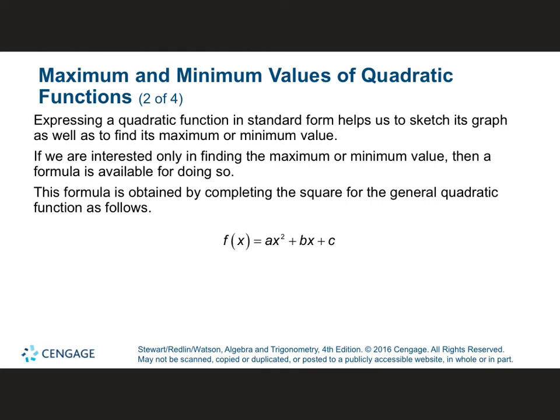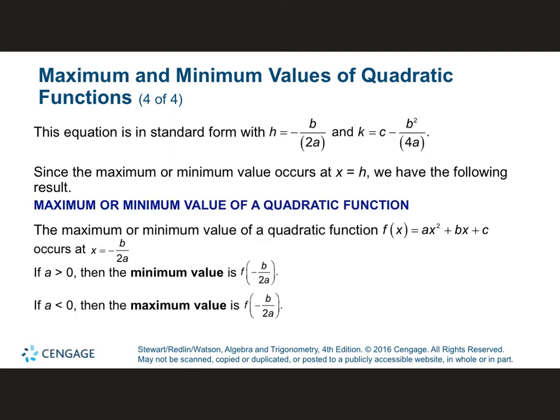With maximum and minimum values, you can also find these values based off of a specific formula. So this formula you can use with the form of ax squared plus bx plus c. We see also that you can find your h by taking negative b over 2 times a, and k, which is equal to c minus b squared over 4 times a. For your maximum and your minimum value of your quadratic function in the form of ax squared plus bx plus c, you can take x is equal to negative b over 2 times a to find that maximum or minimum value.